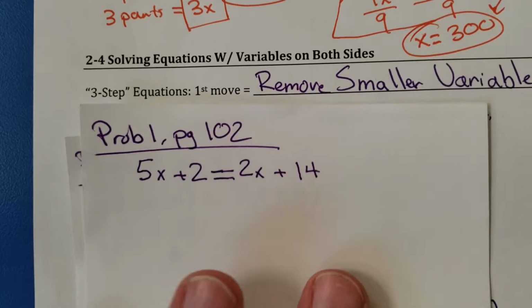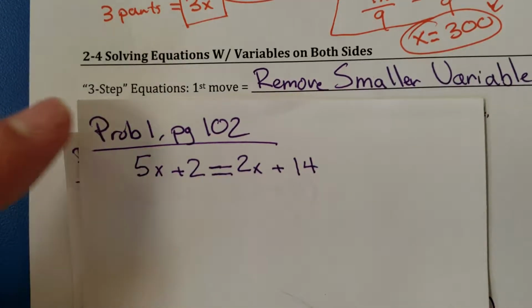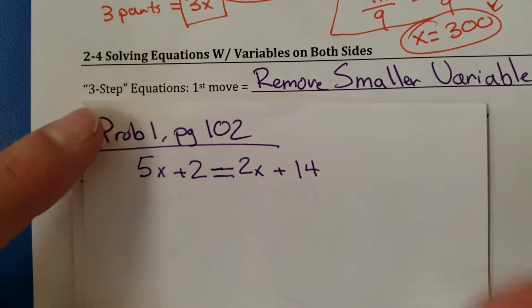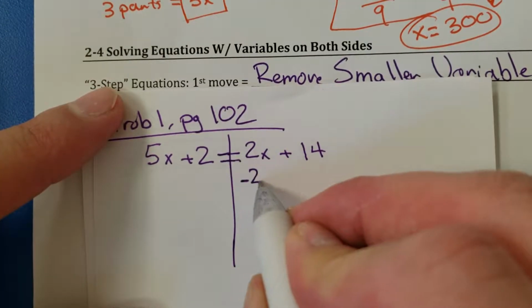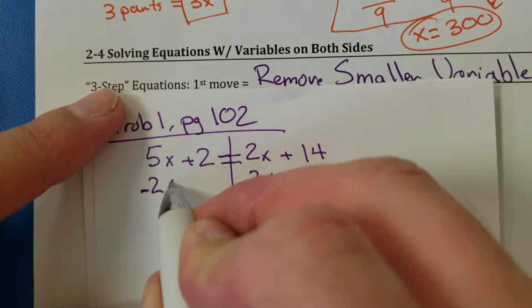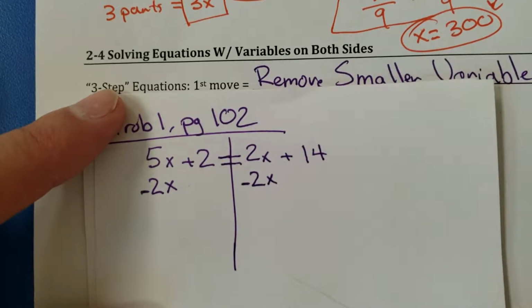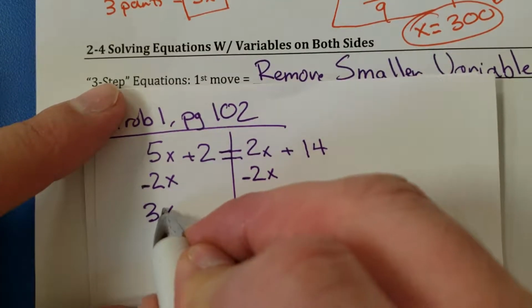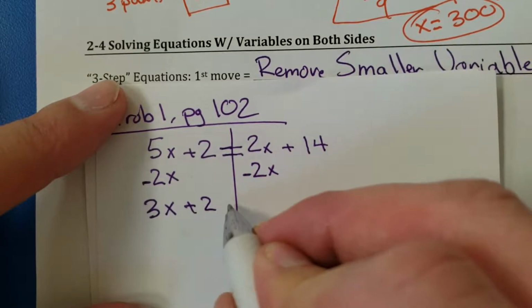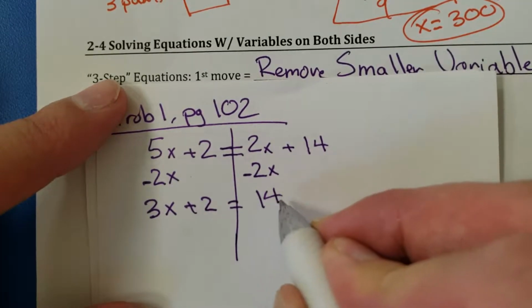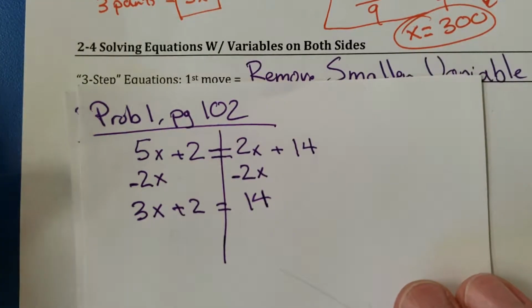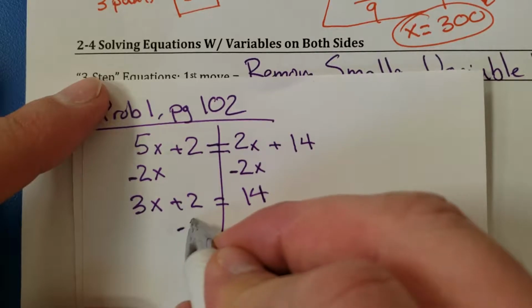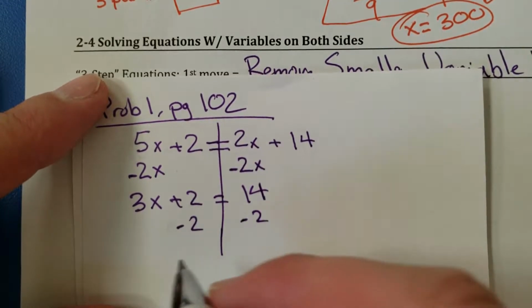So here's problem number one on page 102. Here's how I attack a three-step equation or equations that have variables on both sides. I want to remove the smaller variable. The reason I always choose the smaller variable is if you get rid of the smaller variable, you are most likely going to be left over with positive numbers. And if you have positive numbers, you're less likely to make a mistake, because sometimes negatives can be a distractor or they can mess with you, and it just looks overall a lot cleaner.